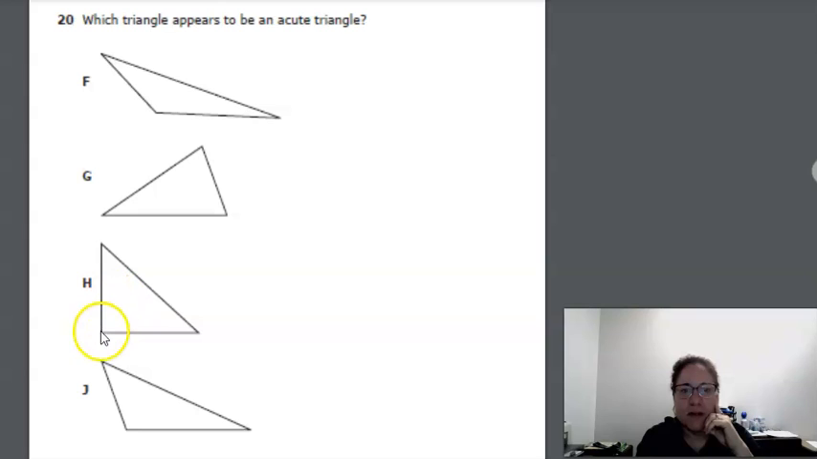H is what type of triangle? Correct, it's a right triangle. That's a perfect square corner there. And then J is an obtuse triangle. Remember, we name our triangles based off of the largest angle, and this one has an obtuse angle and 2 acute angles. So we are correct with our answer choice G.